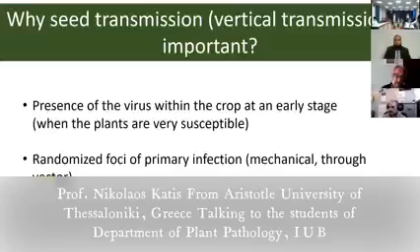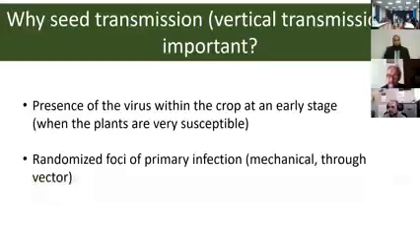First of all, the presence of the virus is within the crop at an early stage, which means the crop is very susceptible to virus infection. The second one is that we do have randomized foci of primary infection, mechanical or through a vector. Therefore, the virus sources are inside the field.